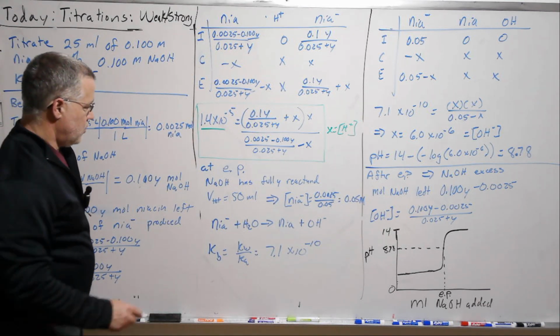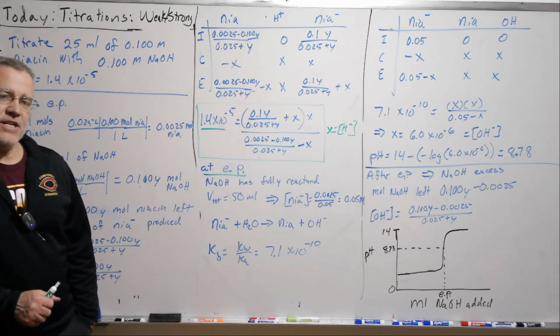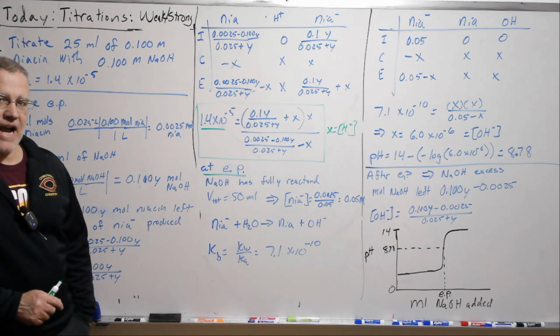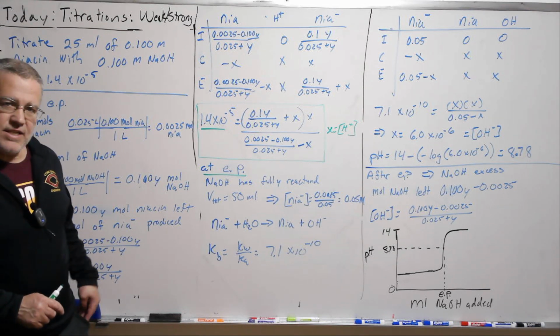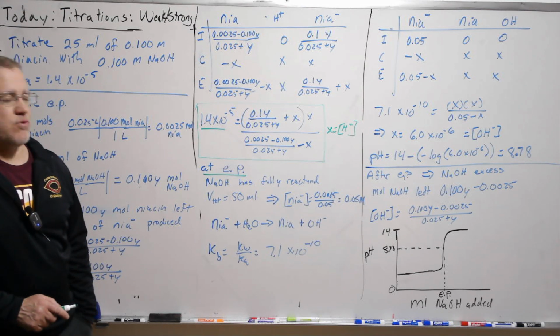Now let's get to the equivalence point. So here's when we've added exactly the right amount of base so that all of the acid has reacted with the base, no limiting reagent. So we slam that all the way over, and we have only conjugate base present.